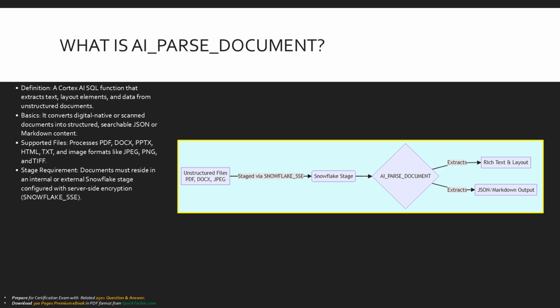for downstream analytics. Look at the data flow on your screen. On the left, you have your unstructured files entering the ecosystem. They are placed into a Snowflake stage secured with Snowflake SSE. The AI Parse Document function acts as the extraction engine in the middle, reaching into that stage, analyzing the files, and outputting rich text, layout markers, and structured JSON or Markdown on the right. It completely eliminates the need for complex external OCR pipelines.